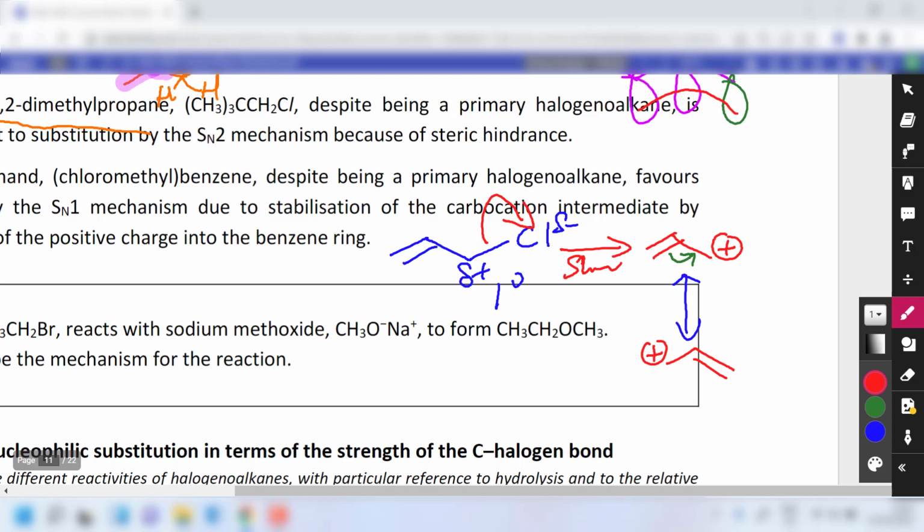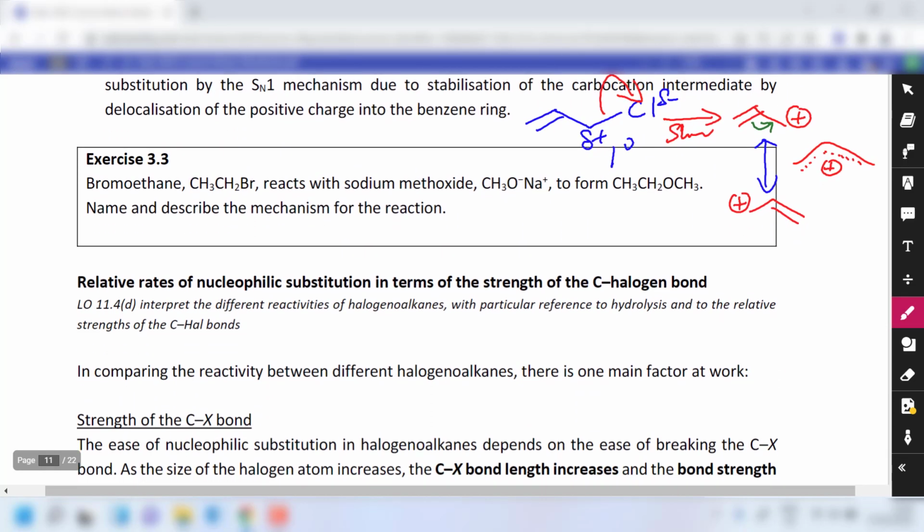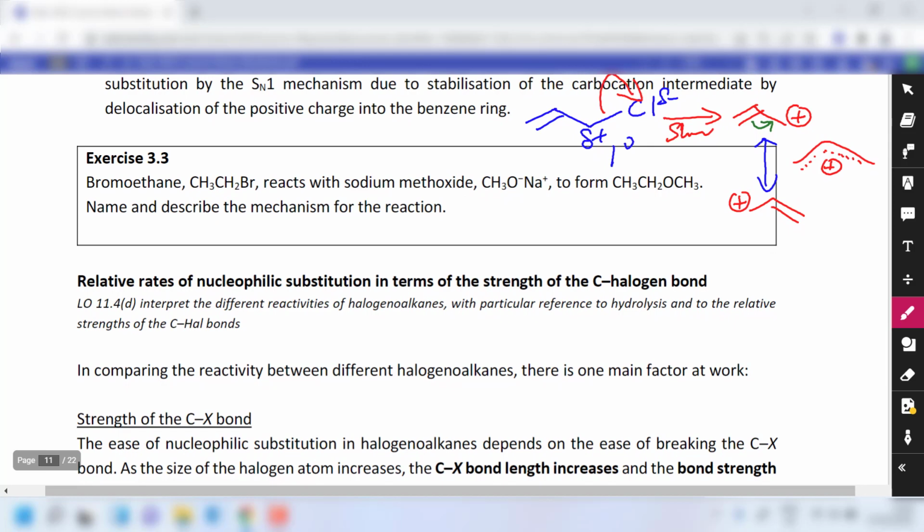So the resonance hybrid will look something like this, with each of the carbons having a partial double bond character. So the positive charge is delocalized over the three carbons. So electronic effect and steric effect can help to provide exceptions to whether a particular substrate prefers to undergo SN2 or SN1. For exercise 3.3, we have bromoethane reacting with sodium methoxide to form this particular ether.